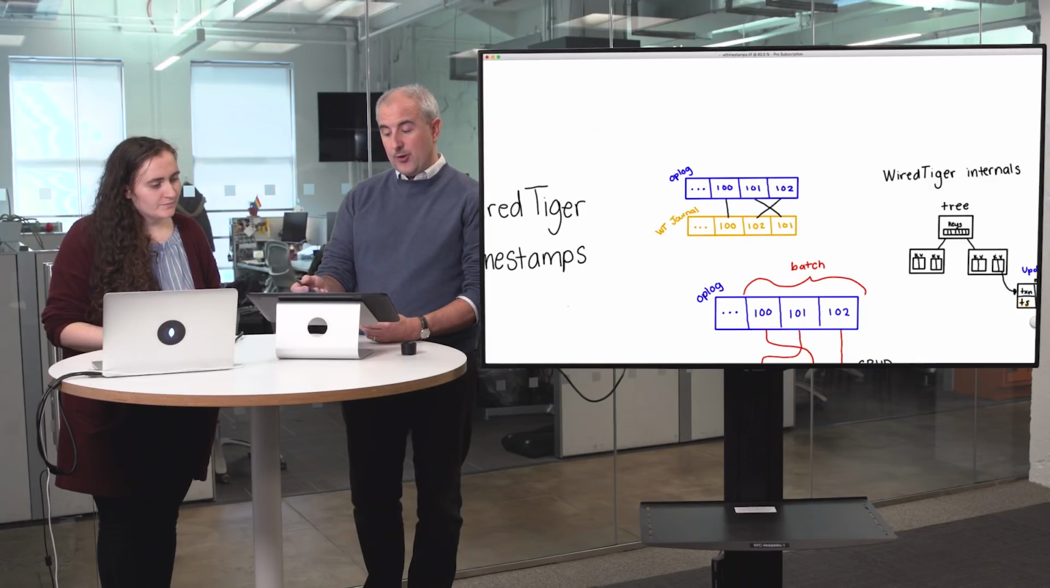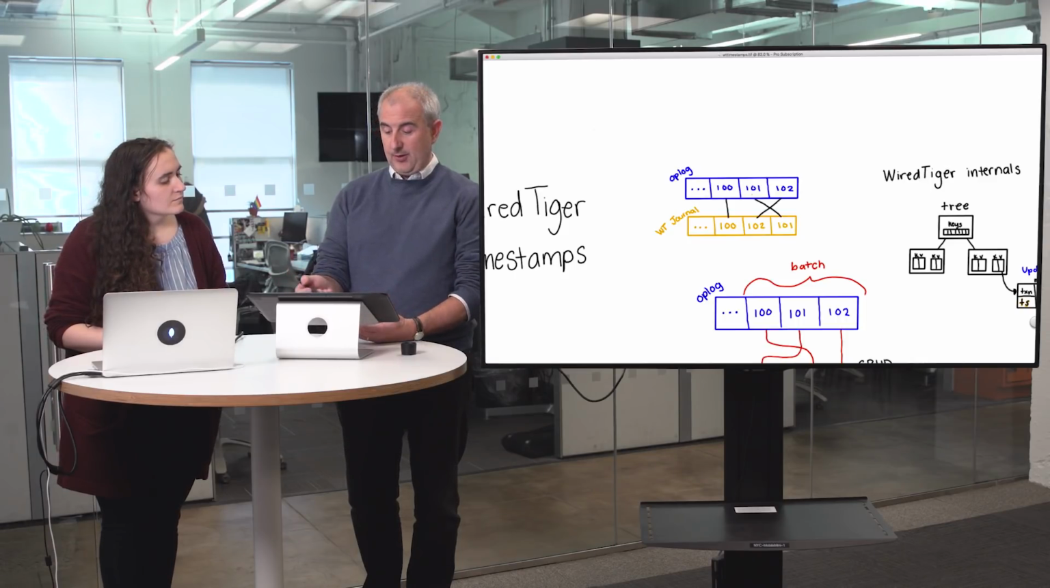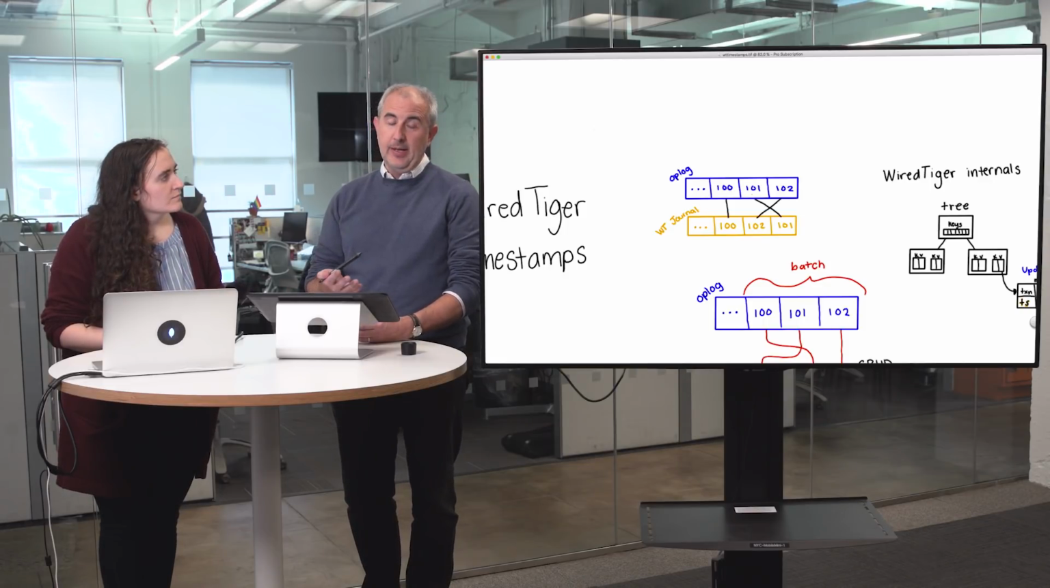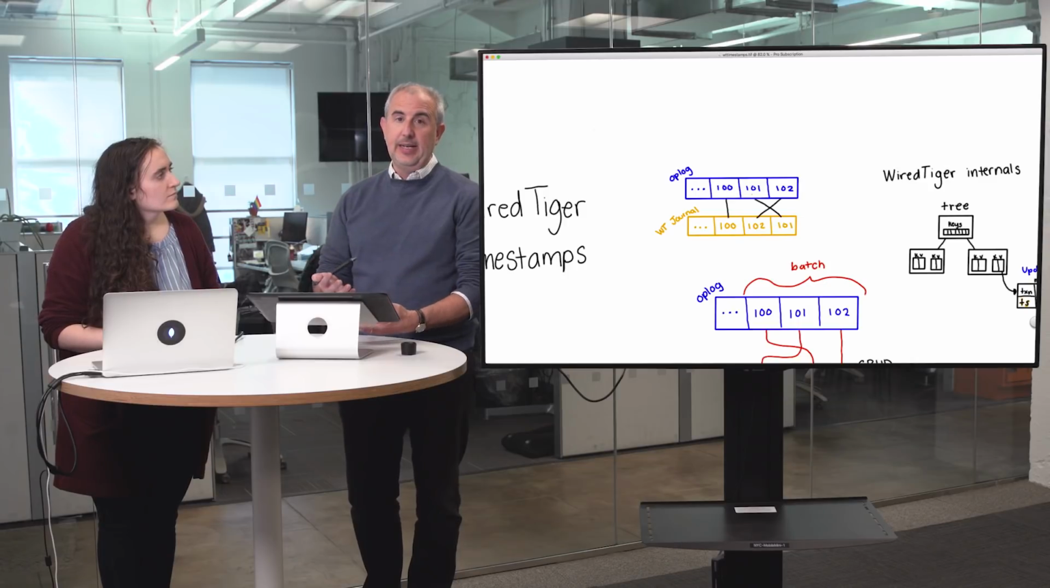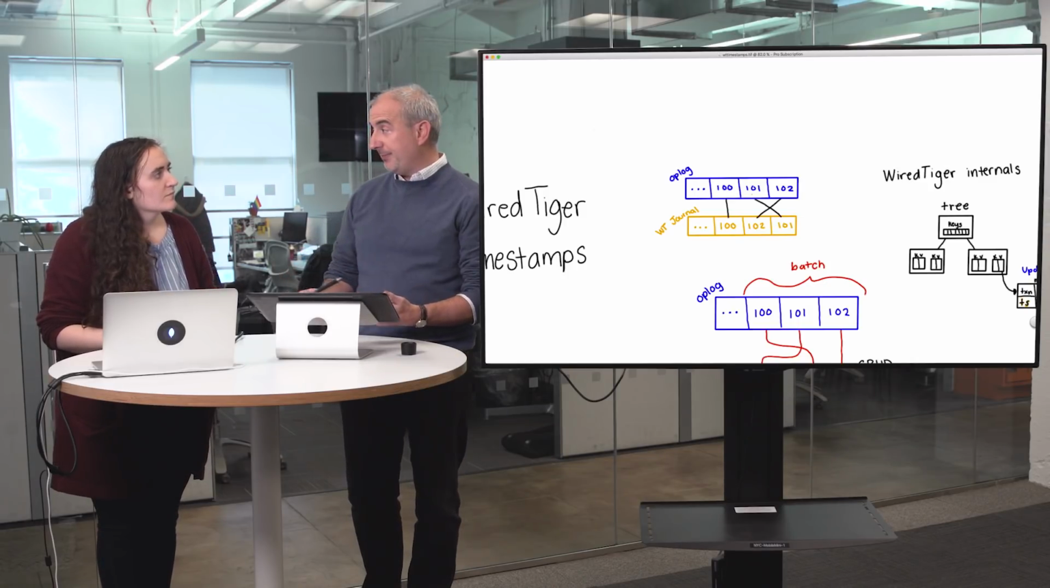So if the order in the oplog, as you can see here, 100, 101, 102, is different from the order that the storage engine records, here you can see 102 comes before 101, unless we do something else, this can lead to replication not getting correct results.